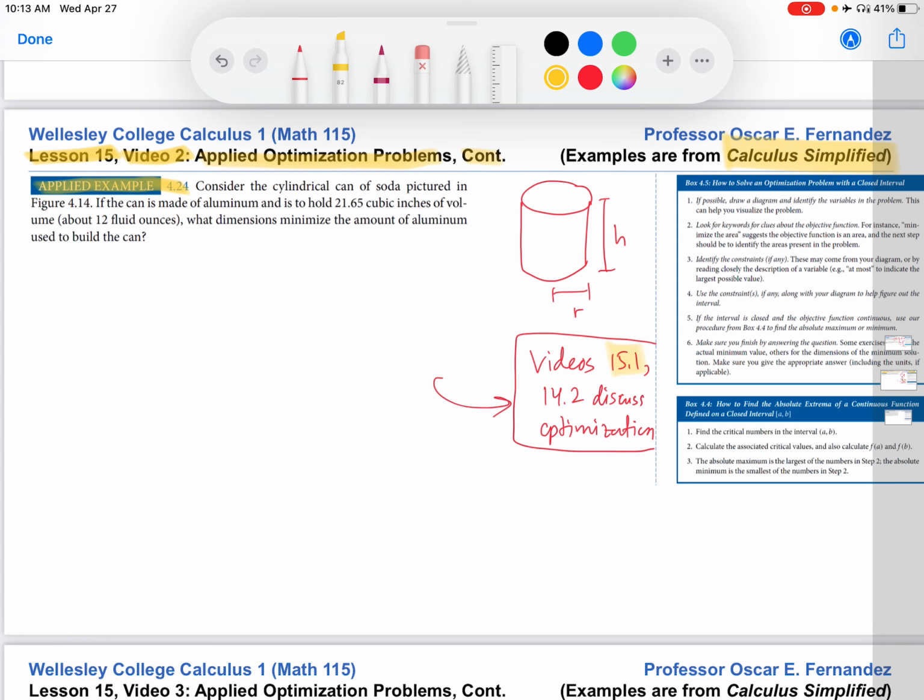You might want to take a look at that just to get a sense of where we're going to head in this video. Video 14.2 also does an optimization problem, but there's no real-world context there. So that will help you review the theory.